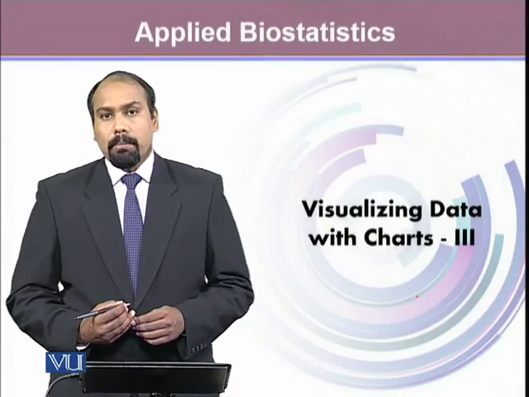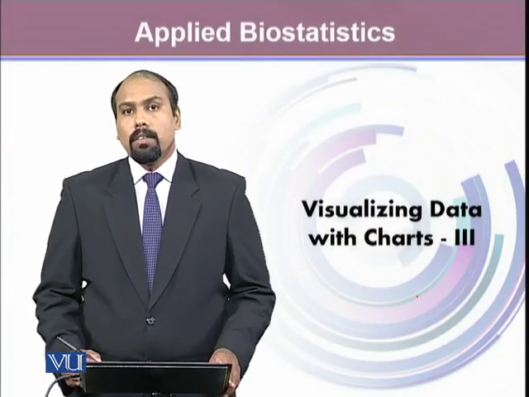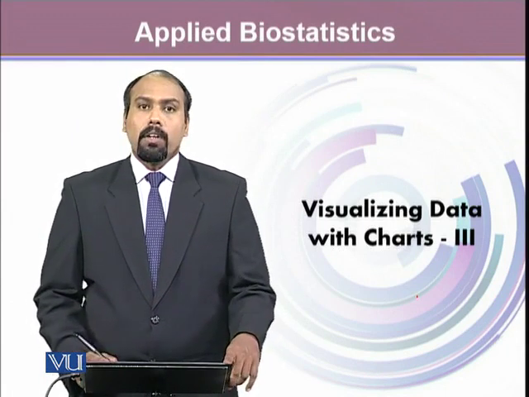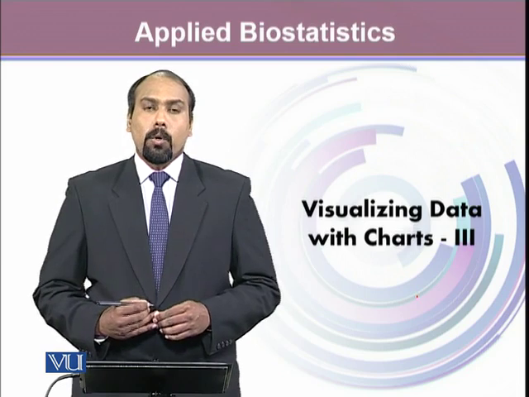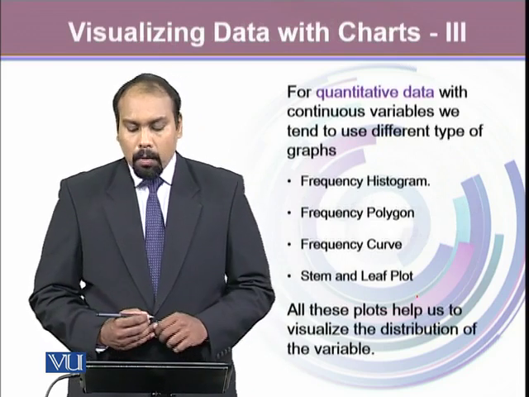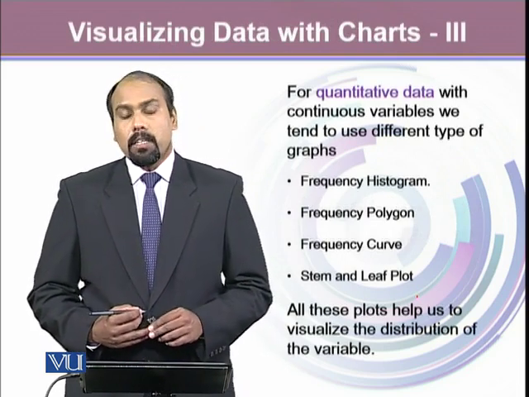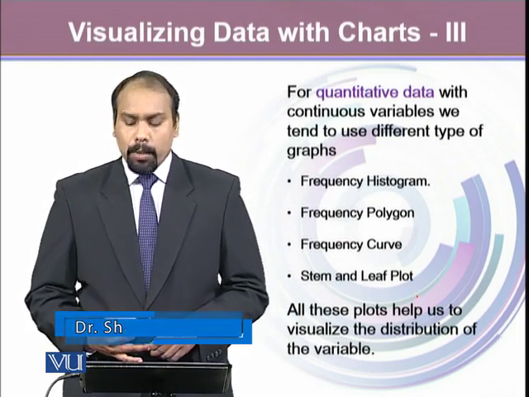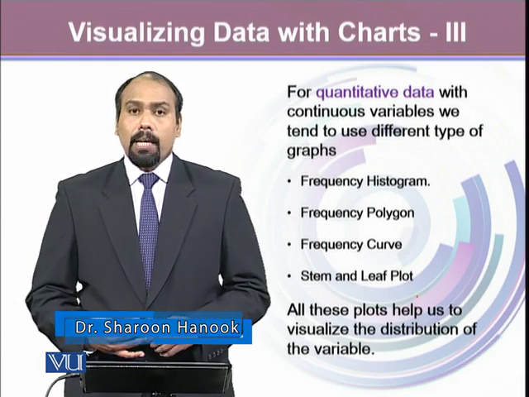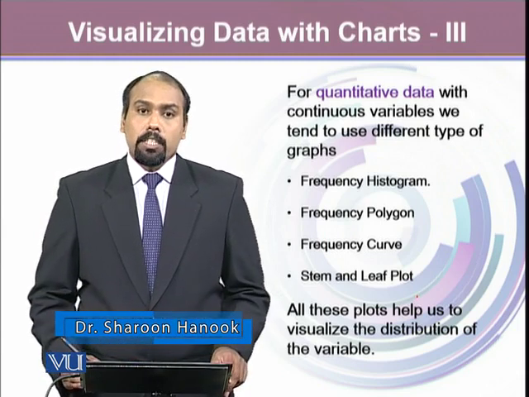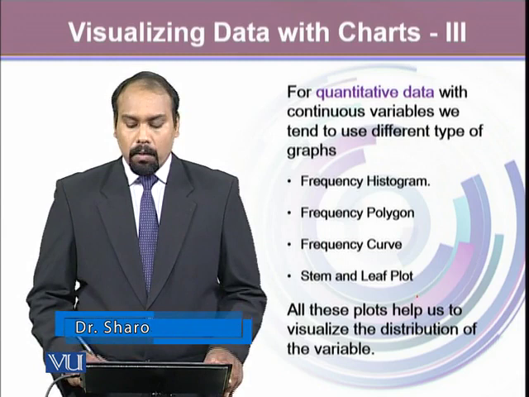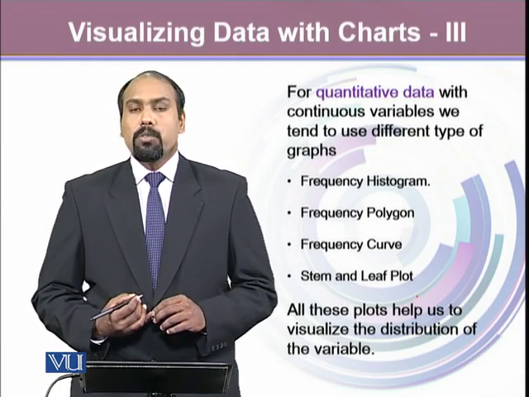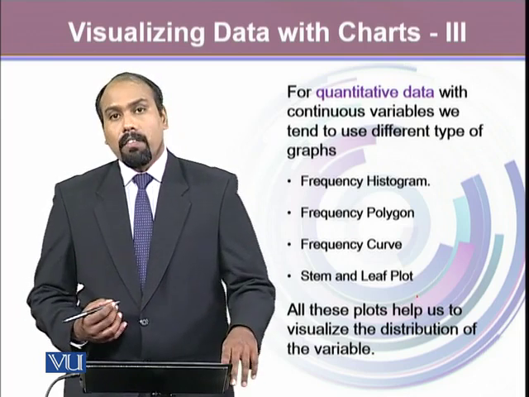So far, we have talked about the charts for qualitative variables. In this module, we're going to look at different charts for quantitative variables. For quantitative variables, especially continuous variables, but we can also do it for discrete variables, we tend to use different types of graphs: frequency histogram, frequency polygon, frequency curve, and stem and leaf plot. All these plots help us to visualize the distribution of our variable.